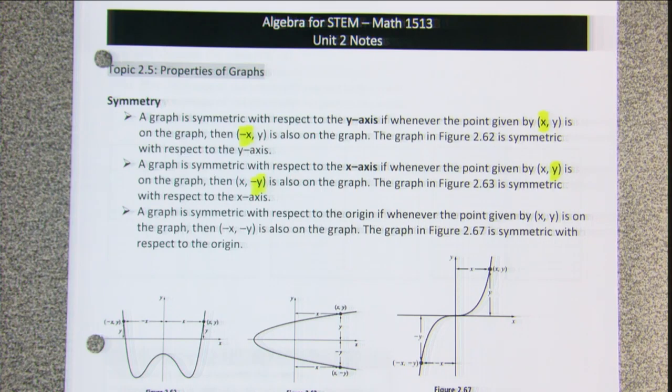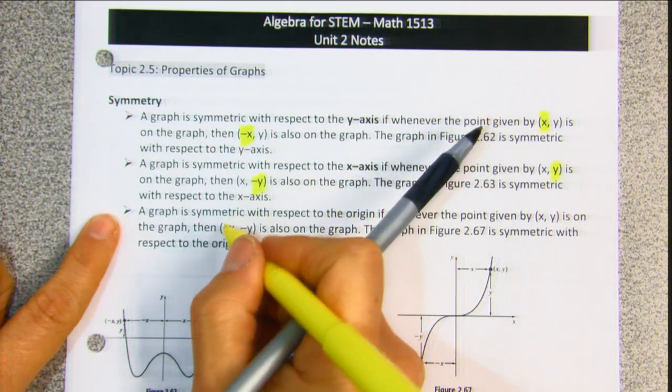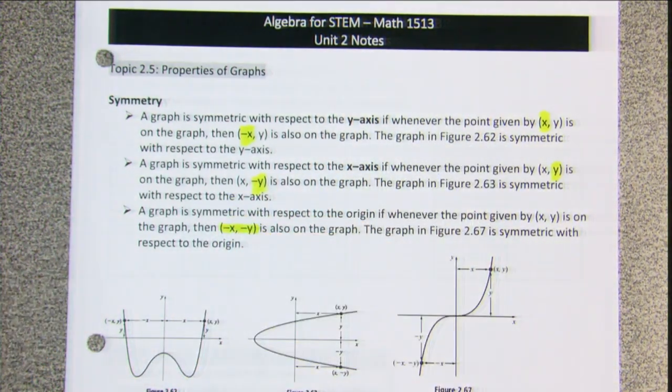If it's symmetric in respect to the origin, both of them are opposite, the x and the y. So they're the same numbers, just with opposite signs. And that's going to be the theme of every single thing we do today in this 2.5. It's going to seem really redundant. It's just applying it in different little ways.